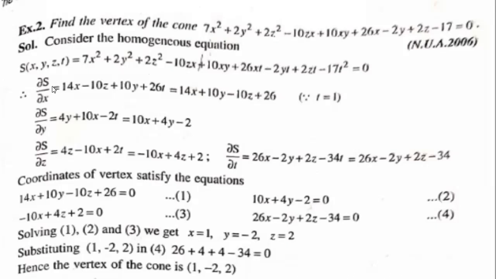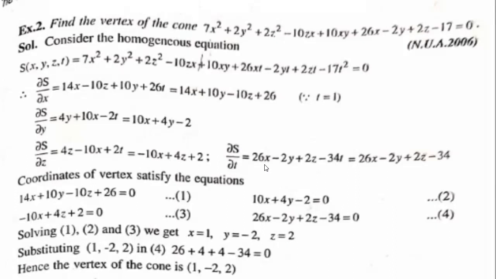Now differentiating partially with respect to x, we get 14x plus 10y minus 10z plus 26t, that is 14x plus 10y minus 10z plus 26 by putting t equal to 1. And dou s by dou y becomes 10x plus 4y minus 2t, that is 10x plus 4y minus 2. And dou s by dou z is given by minus 10x plus 4z plus 2t, that is minus 10x plus 4z plus 2.